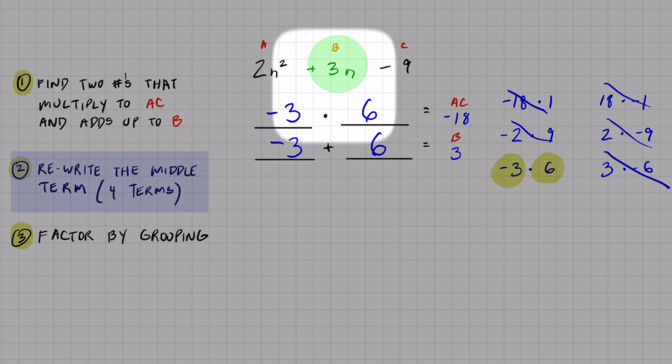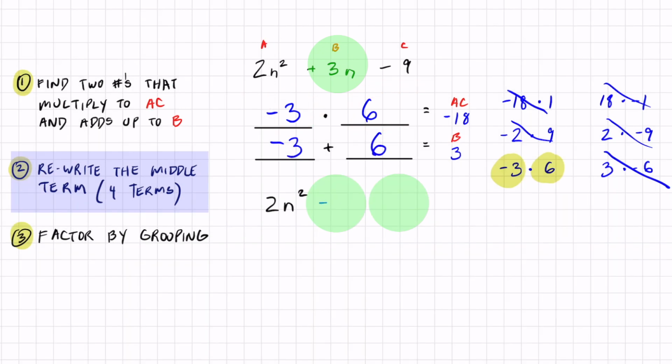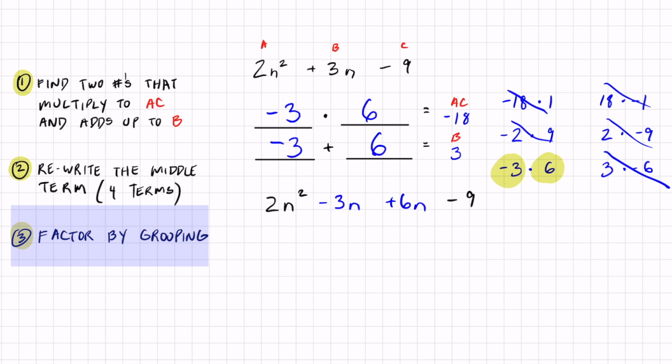Number 2, you're going to rewrite this middle term, this 3n, using these 2 numbers. So I'm going to write that at the bottom, 2n squared, and I'm going to use these 2 numbers to rewrite my middle term. Negative 3n, a positive 6n, and a negative 9. That last step, like I mentioned, if you don't know how to factor by grouping, you can watch the rest of this, or if you need more practice with it, I got a video in the description box below.